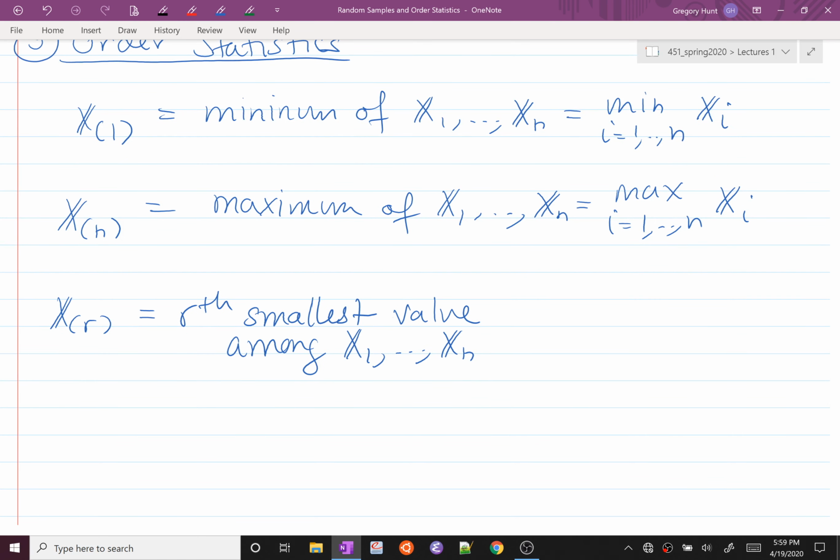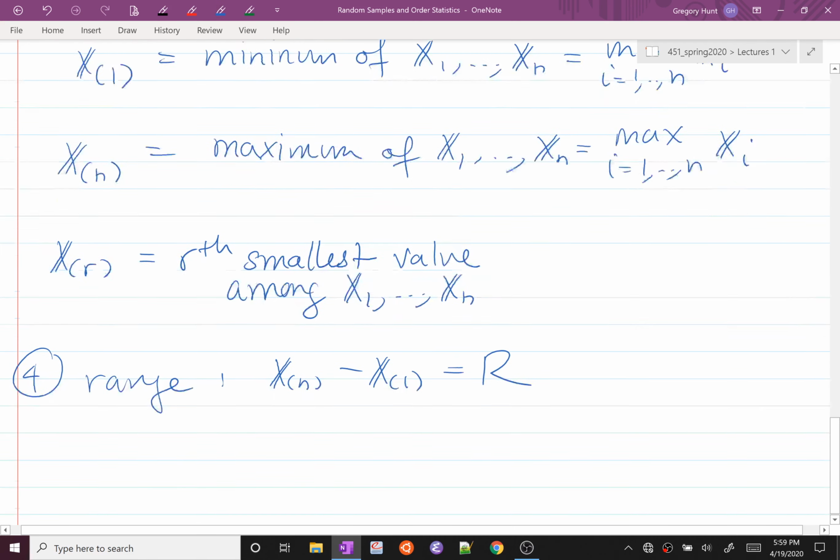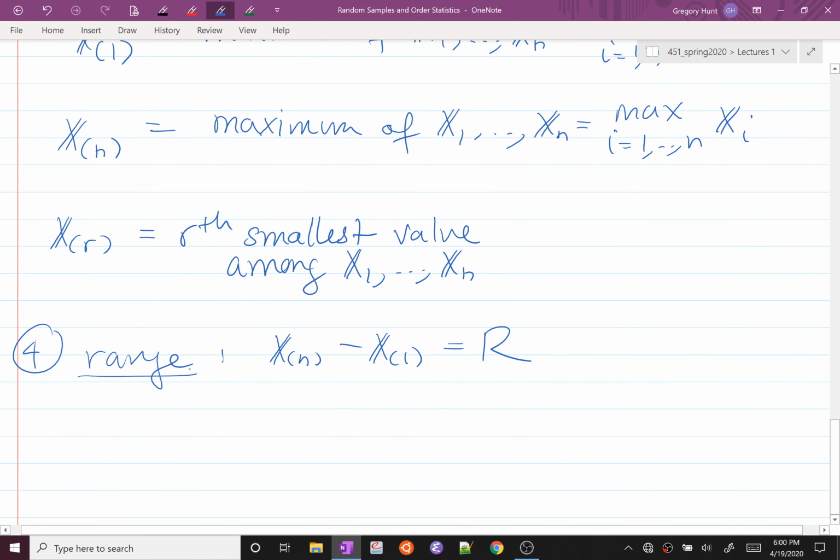Other statistics, you can kind of derive from there. You can derive range, you could derive median. Those are derivative of our order statistics. So the range of our data is the maximum minus the minimum. You might denote that as R. It's supposed to read range. Let's write that legibly.